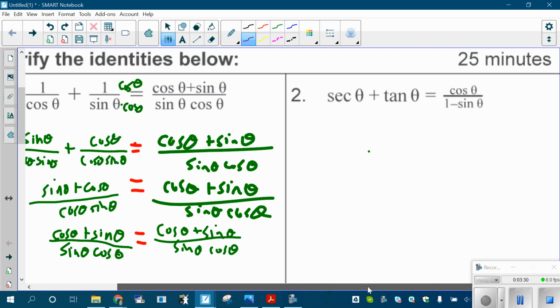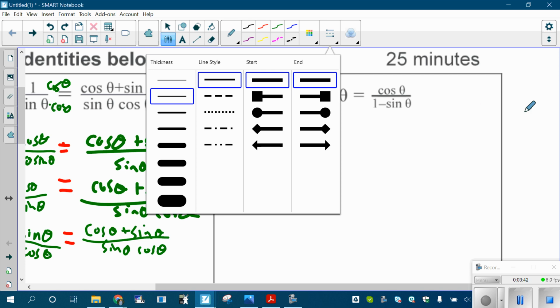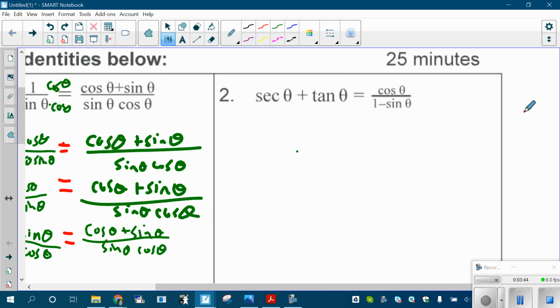Problem number 2. Looking at this, which of these looks more complicated? I think this looks more complicated, so I'm going to work on the right side. I see that 1 minus sine on the bottom. I'm thinking, I can use my conjugate to make that a 1 minus sine squared, so I can use a Pythagorean identity. That's my thought process. It's not the only way to do this, but that is my thought process.